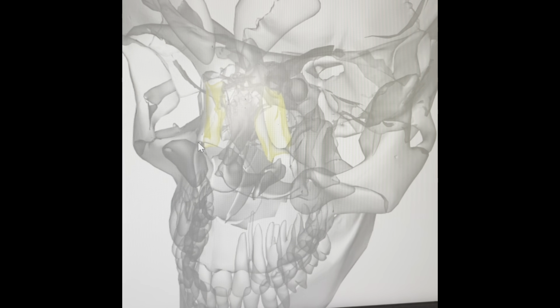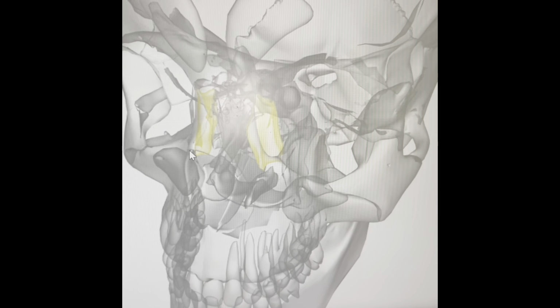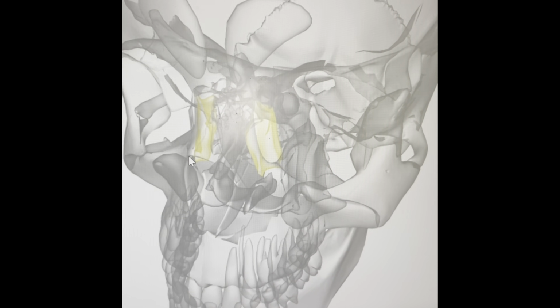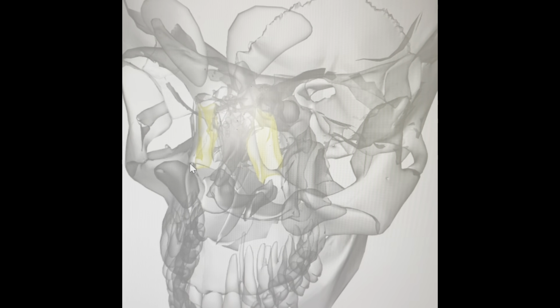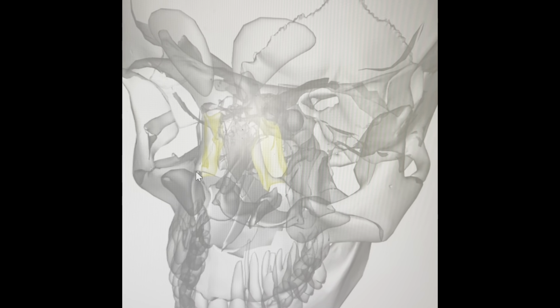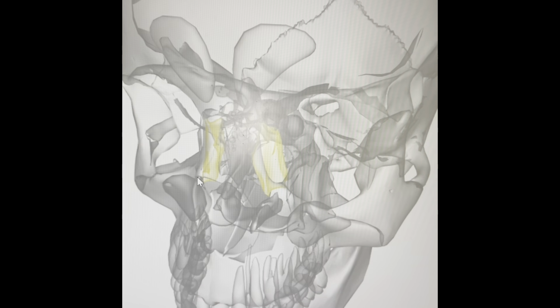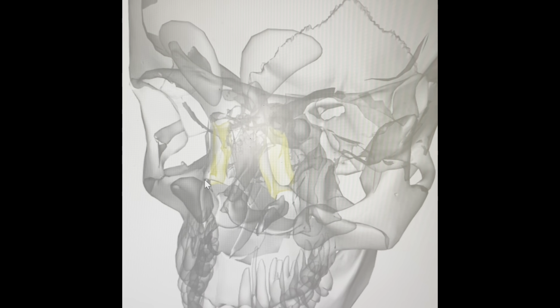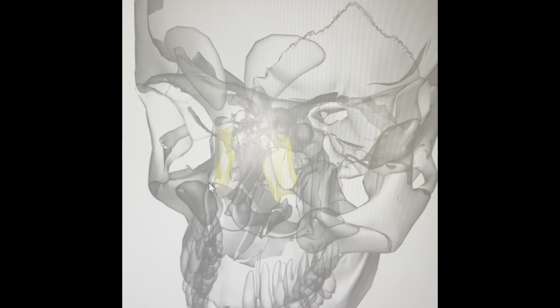What I have highlighted here is the lacrimal bone, and it's the smallest and thinnest bone of the skull. This bone is paired and lies anteriorly in the medial wall of the orbit.